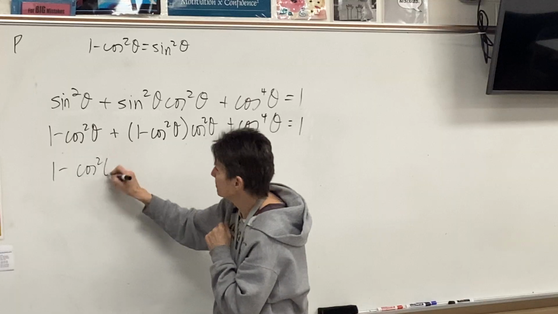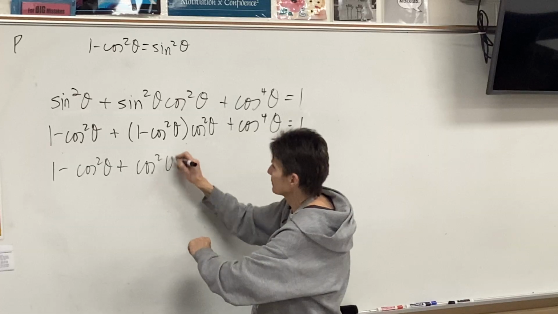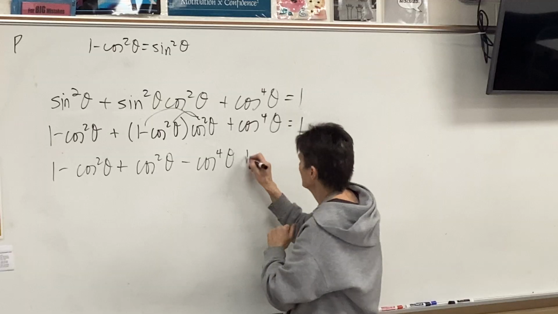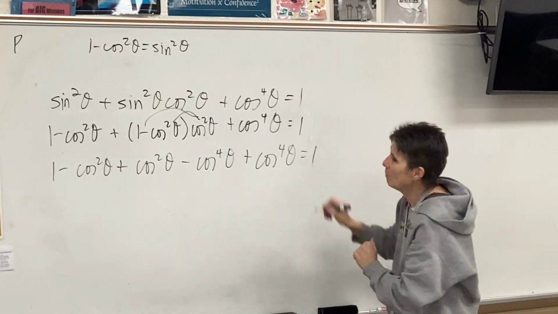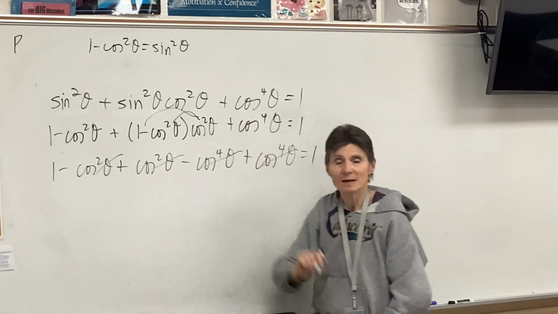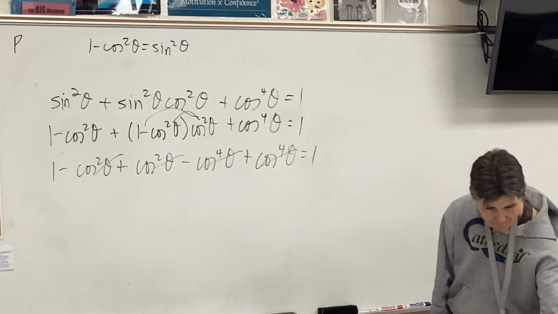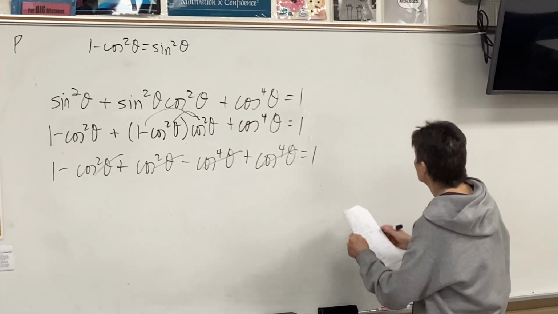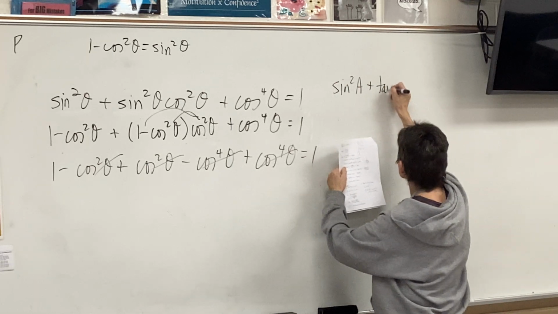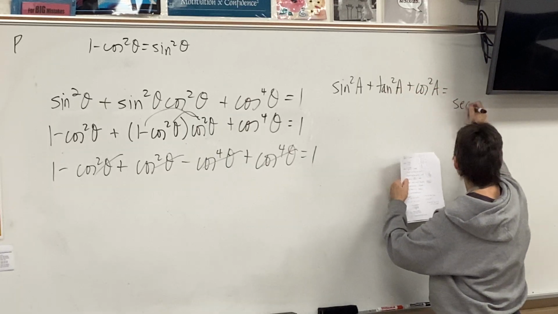1 minus cosine squared plus, all right, now distribute. So that's going to be cosine squared minus cosine to the fourth. I'm distributing plus cosine to the fourth. Oh my golly, what happens, you guys? These guys cancel, and what am I left with? 1, 1. Okay, now I've got sine squared plus tangent squared plus cosine squared equals secant squared.